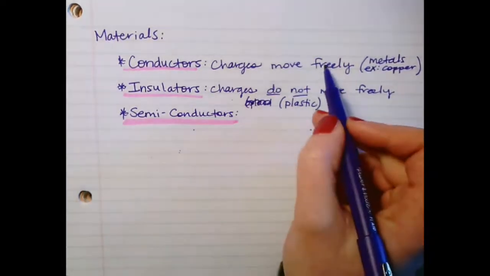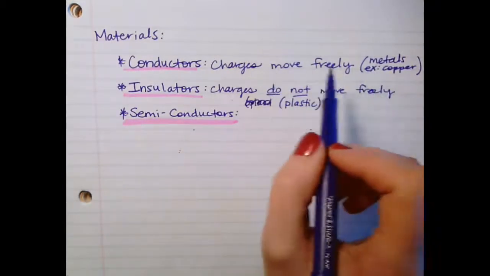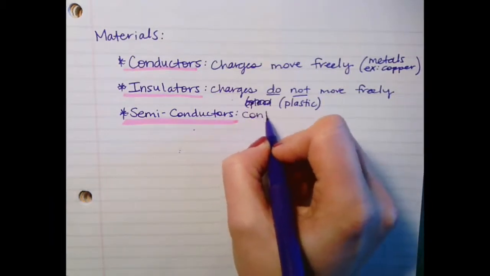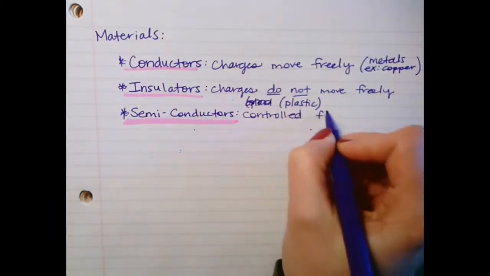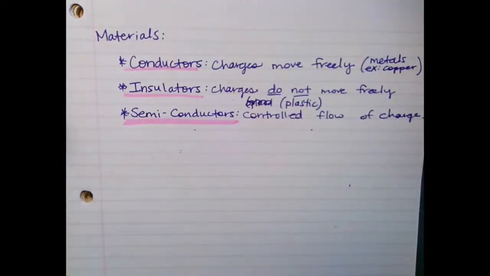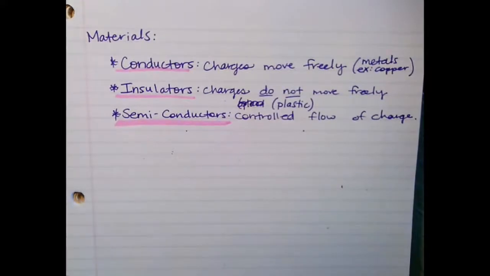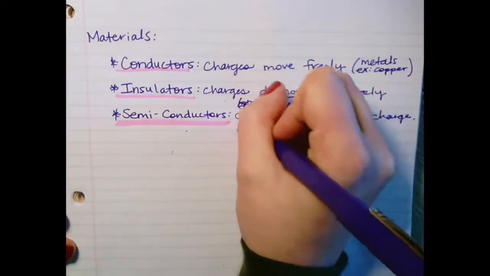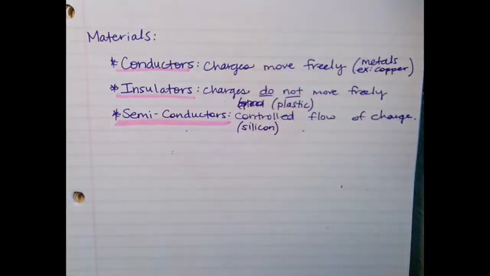So it's more of a controlled flow where conductors, they're moving very fast and very quickly. Semiconductors, they're more of a controlled flow of charge. Okay, so what that means is that it's a certain pace that the charges can move between it. One of the main ones that they use, especially in like the technology field, is silicon. Some people say silicone, it just depends. But those are good semiconductors, which is why they use silicon in things like computers, chips, phone chips, things like that.